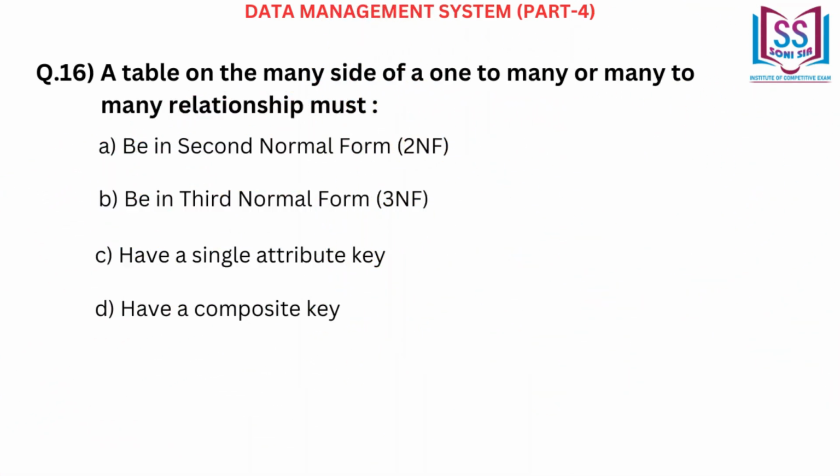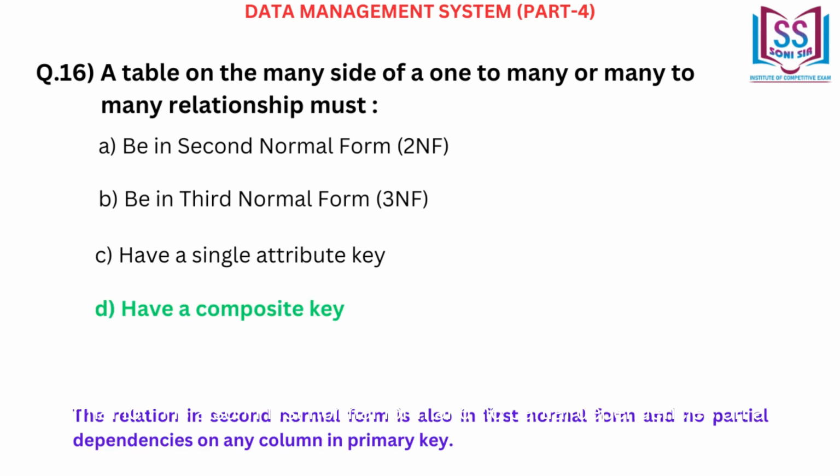A table on the many side of a one-to-many or many-to-many relationship must A. Be in second normal form. B. Be in third normal form. C. Have a single attribute key. D. Have a composite key. Correct answer D. Have a composite key. The relation in second normal form is also in first normal form and has no partial dependencies on any column in the primary key.